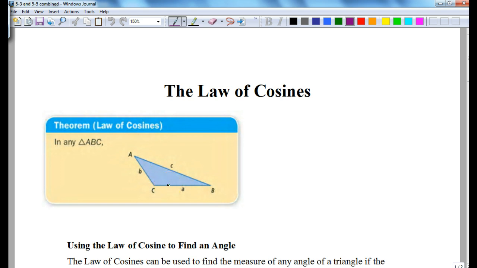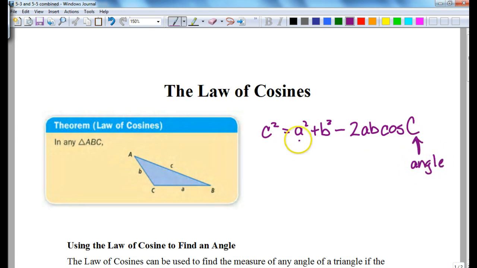When we don't have a right triangle, we can find the missing angle by using this formula, and you can write this on your paper. Little c squared equals little a squared plus little b squared minus 2 little a little b cosine big C. So this one being the angle C. These being sides.